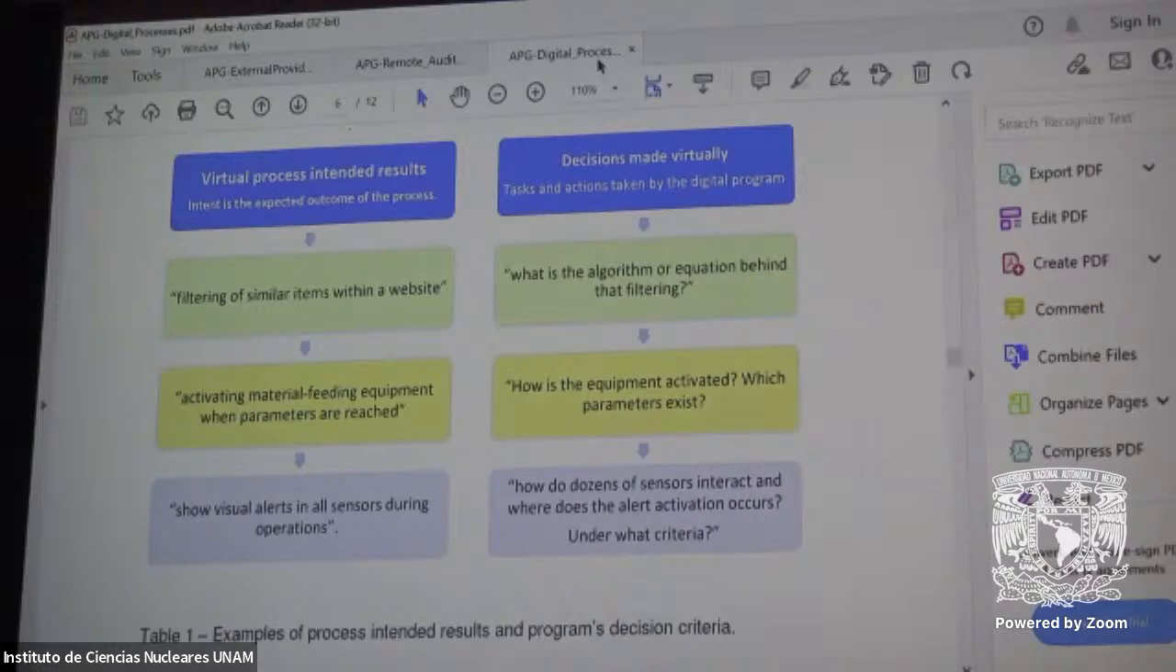That's as much as I think I can say on digital processes. Are there any final questions on this? We have about 5-10 minutes left. I just very quickly would like to do remote audits, if possible. Yes? Okay.